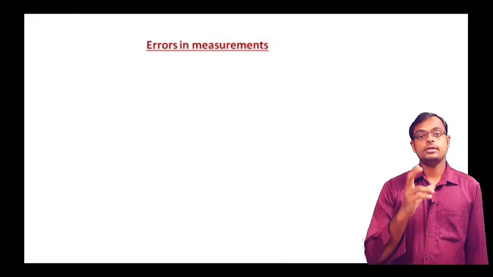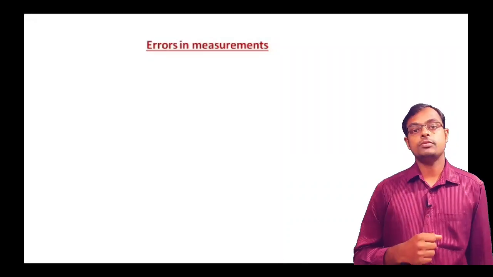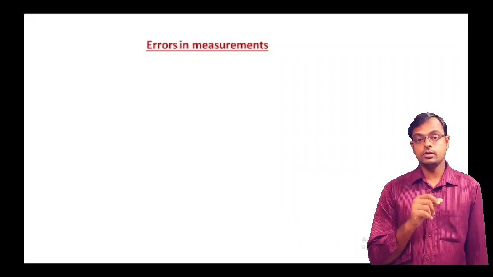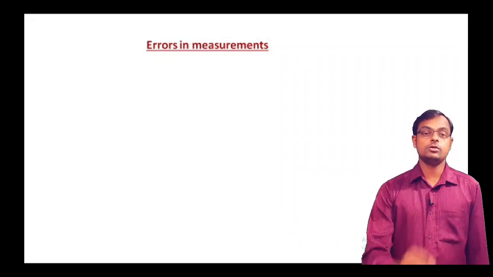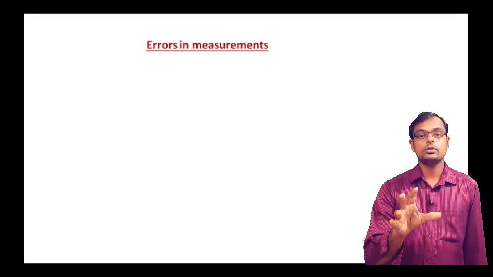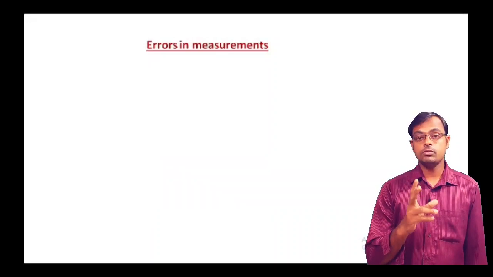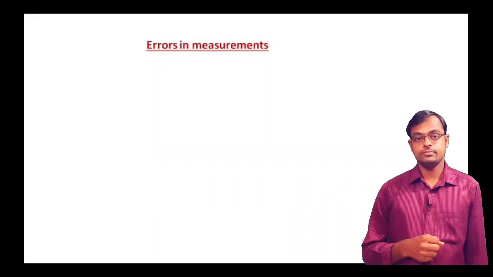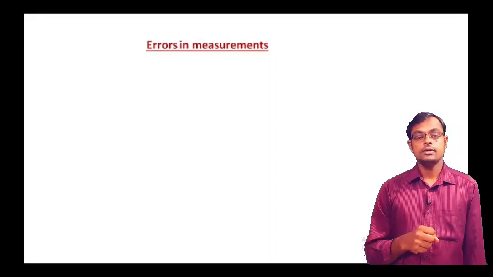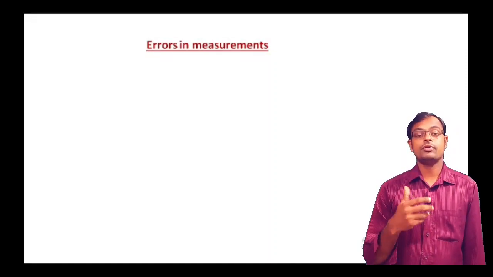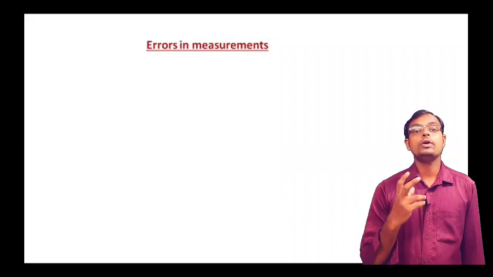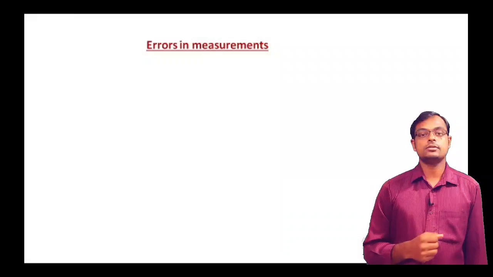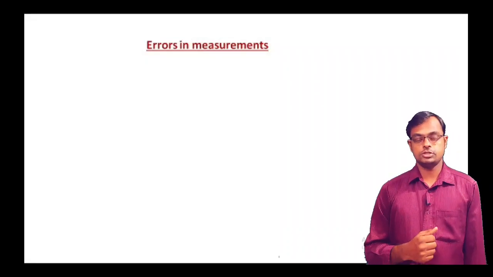Error means it is the difference between the true value and the measured value. That means the difference between true value and the measured value, and that is called what? Error. So always remember, while you are doing any measurement, we are always trying to minimize the error. So in this lesson, we are going to learn about the different types of errors and how we can minimize the error, etc. Okay, so let's start the different types of errors discussion.